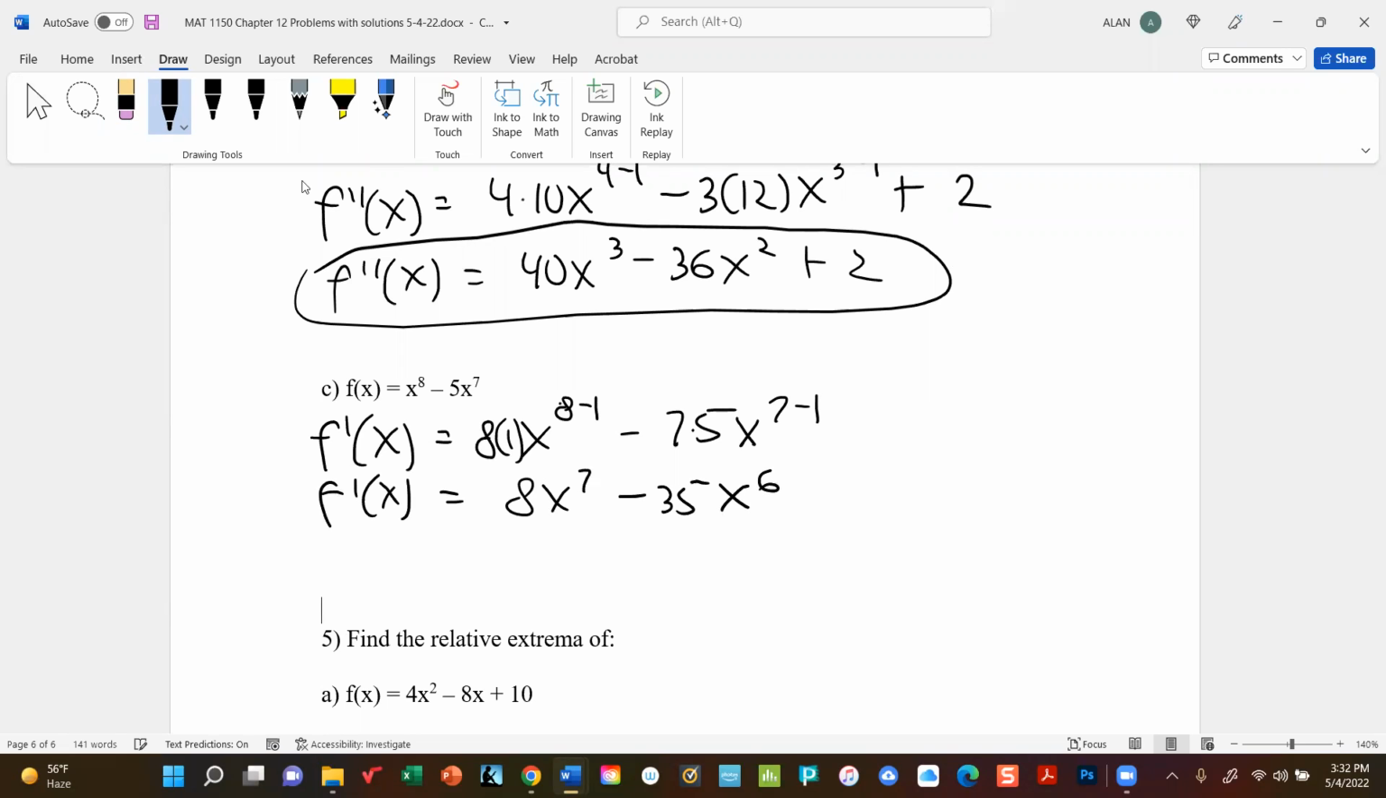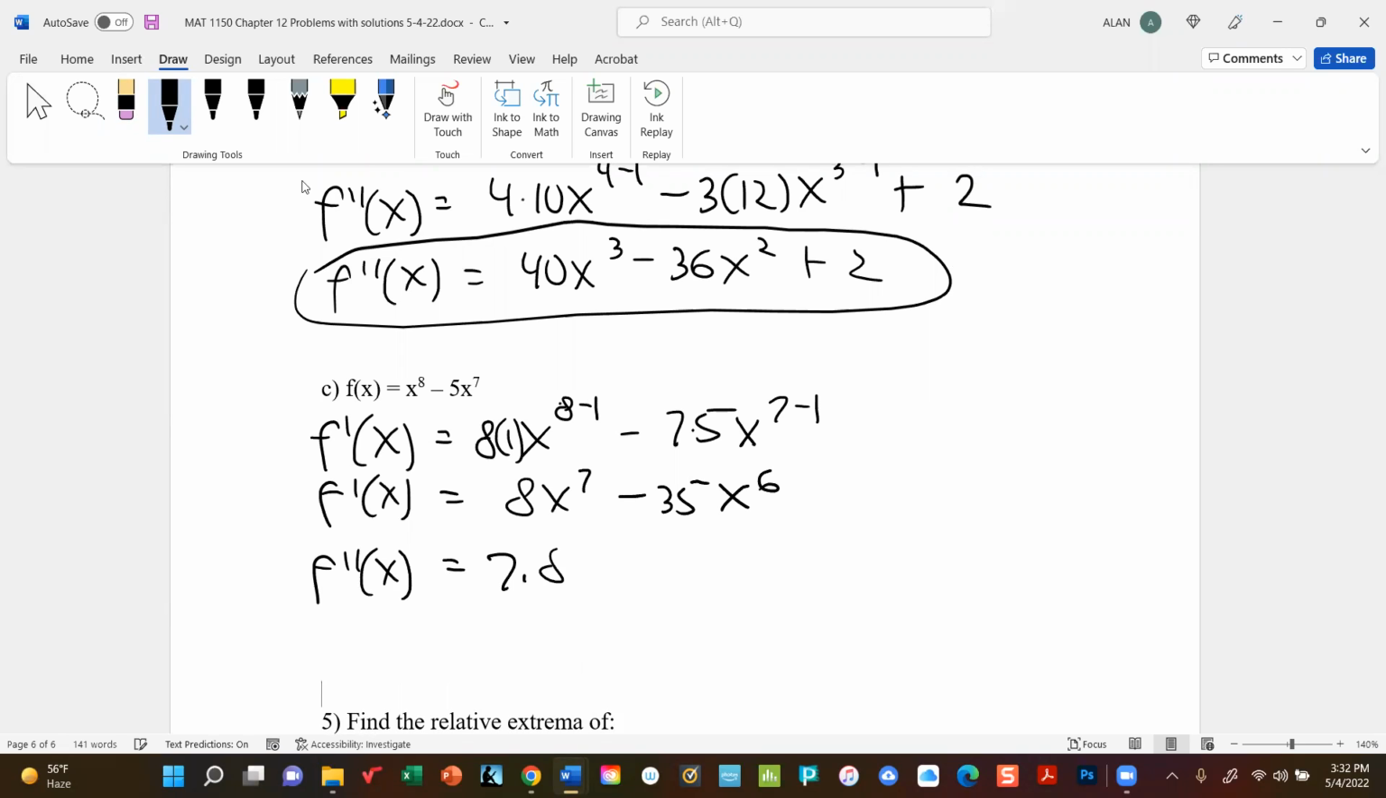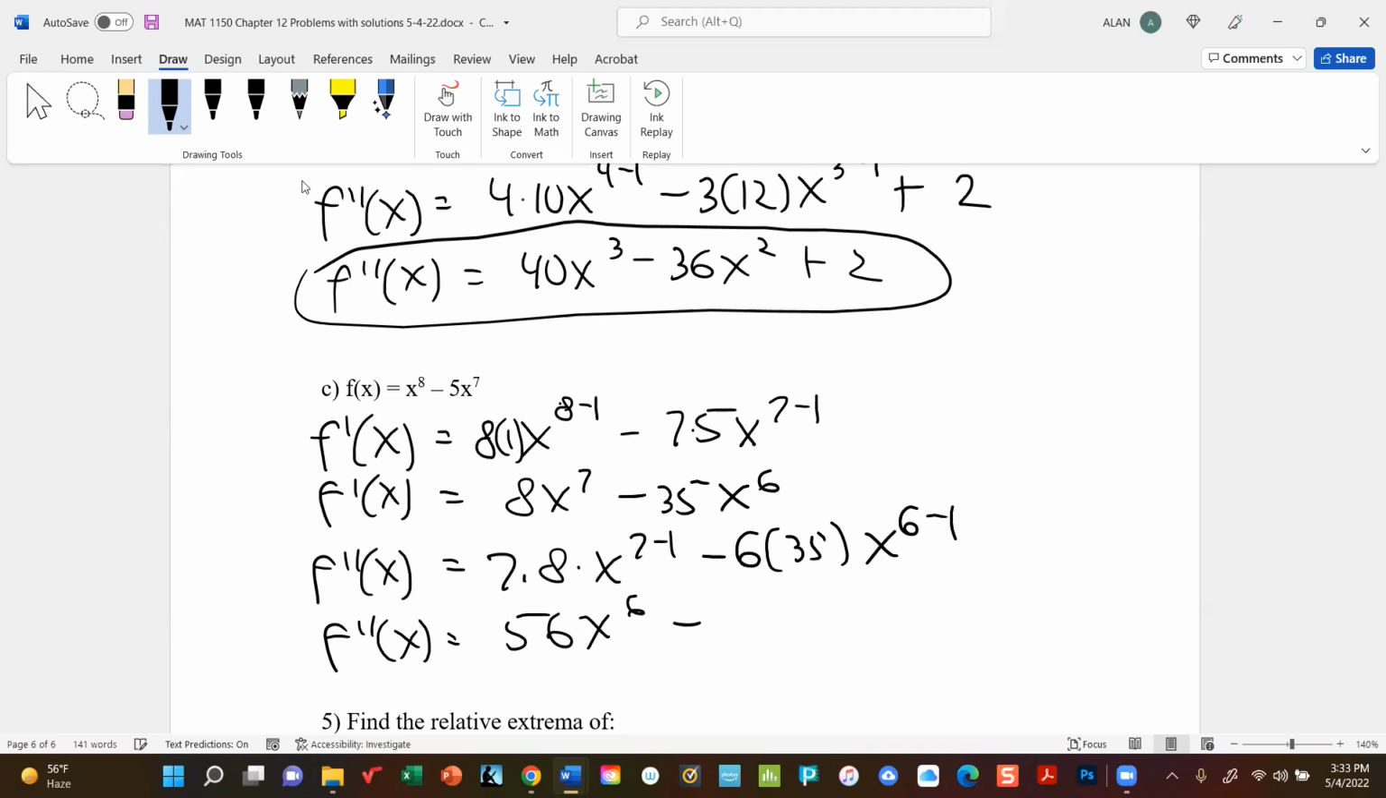for our first derivative, and then for our second derivative, 7 times 8 times x to the 7 minus 1 minus 6 times 35 x to the 6 minus 1. 56x to the 6th minus 210x to the 5th. Beautiful.